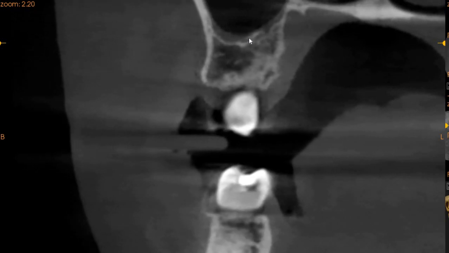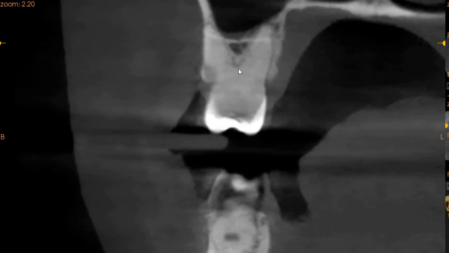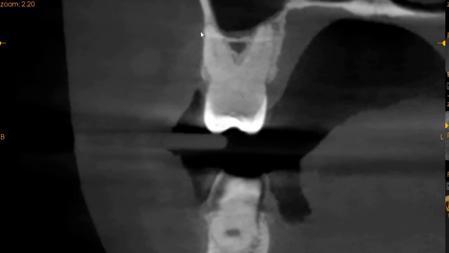Moving to the distobuccal root. So this is the distobuccal root. We've got one single distobuccal root, no periapical pathologies, no perforations in the cortical plate, and no sinusitis seen as well.